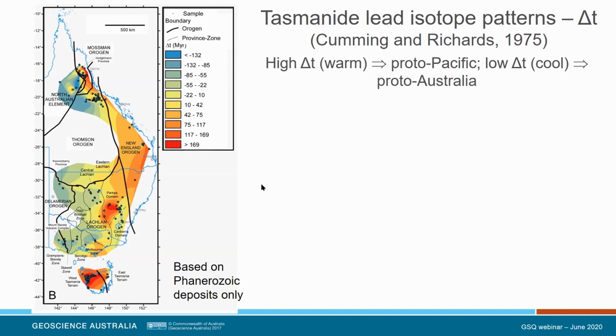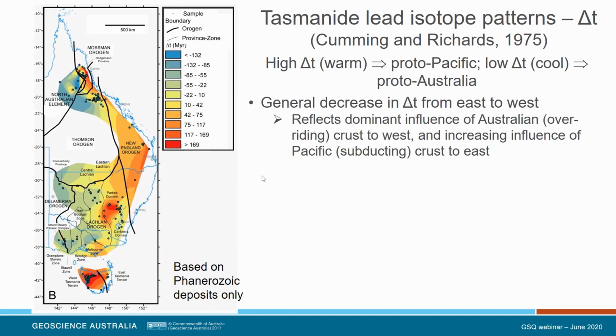And it turns out that the warm colors are associated, we think, with the subduction of the Proto-Pacific plate, whereas the cool colors, the greens and the blues, are actually associated with Proto-Australia, because we have two different styles of lead between those two tectonic environments. So there's a general decrease in delta T from east to west. So greens here, reds and oranges here, which we interpret as the increasing influence of the Proto-Pacific plate to the east.